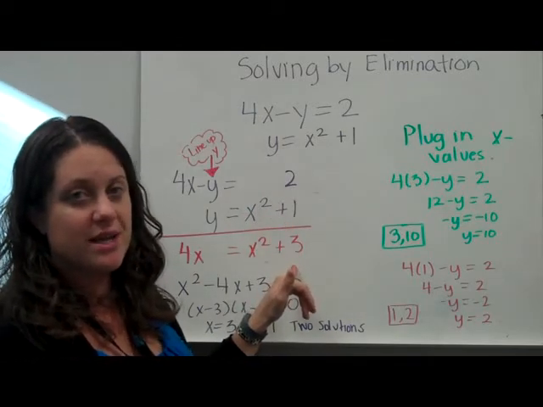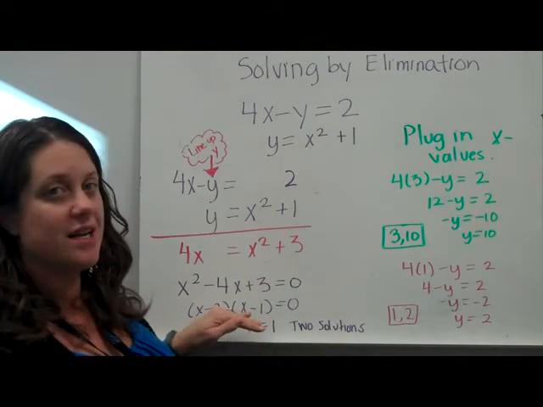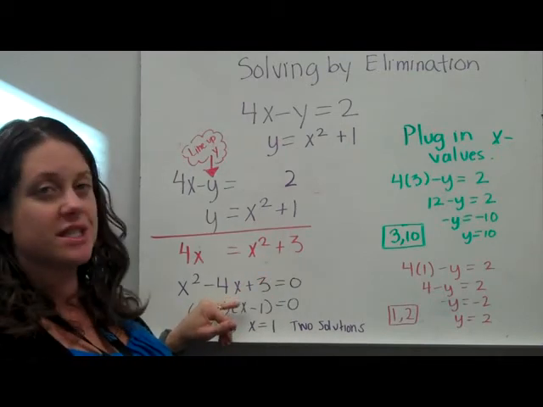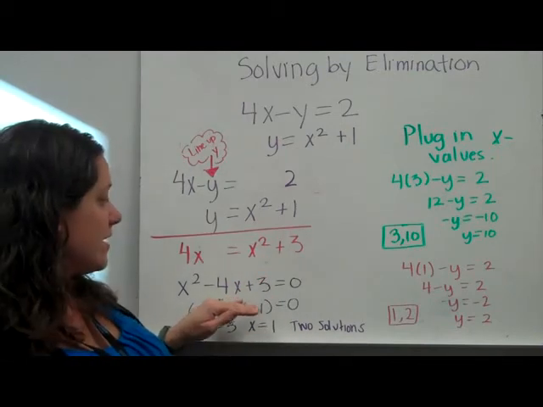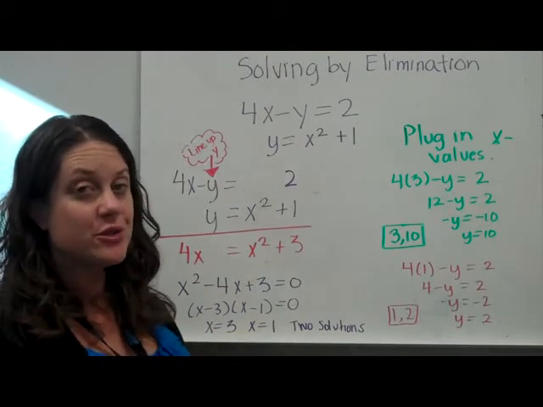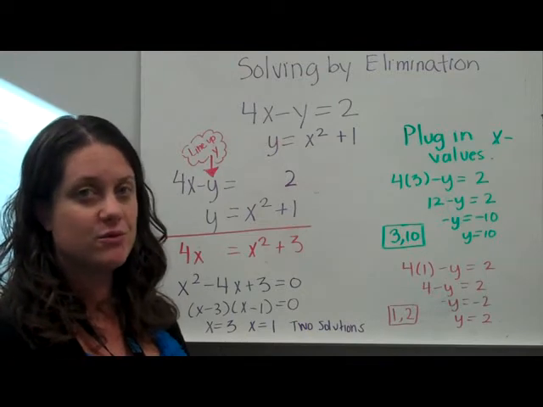So now I'm going to do the same thing that I was doing before. I'm going to put everything on one side. Okay, so I just subtracted 4x and then set it equal to 0. And then solve it. So I chose factoring because it easily factored. And I found two solutions. So I found out that x equals 3 and I found out that x equals 1.